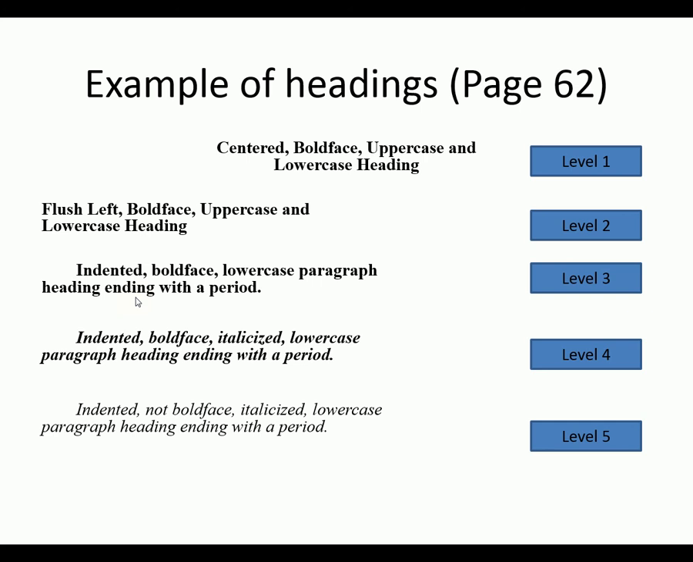And again, there's examples of all these on page 63. If you had to do a level 4, then you would indent, boldface, italicize, lowercase paragraph heading ending with a period. And then a level 5 is indenting, no boldface, italicize, lowercase, ending with a period. Again, almost always, all you are going to have to mess with in this program is level 1. So that's all I would get used to. But the more level headings you have to have, then you just go down through here, level 1s, level 2s, 3s, 4s, and level 5s.